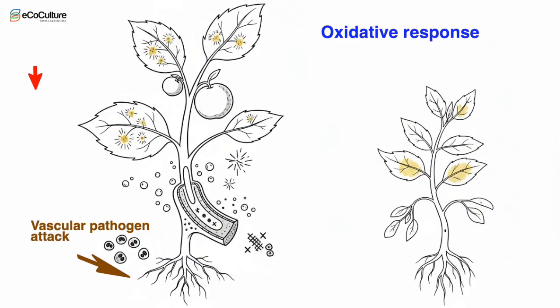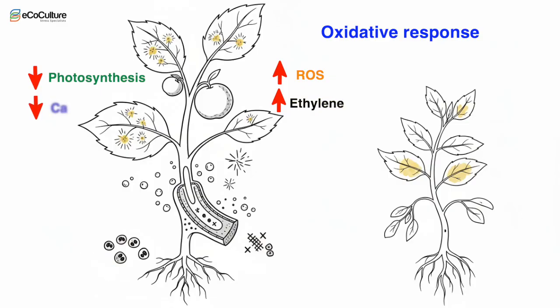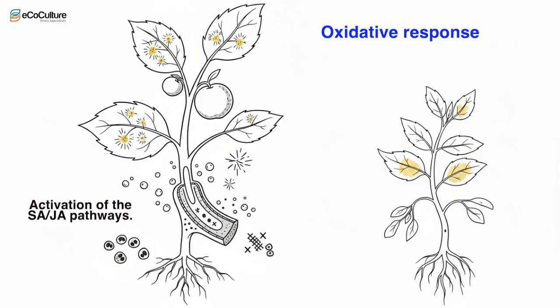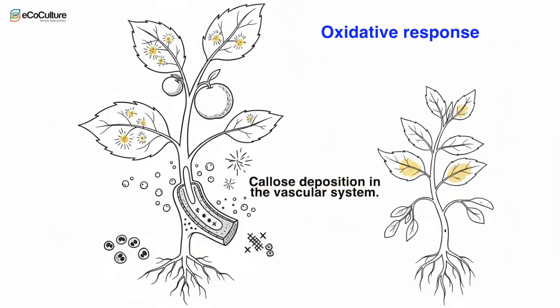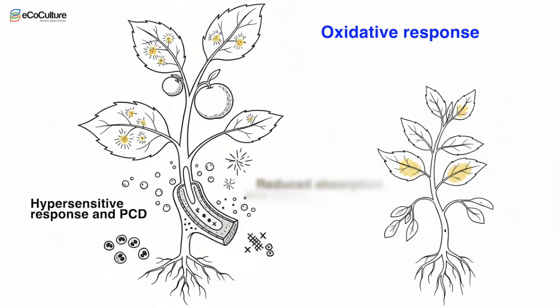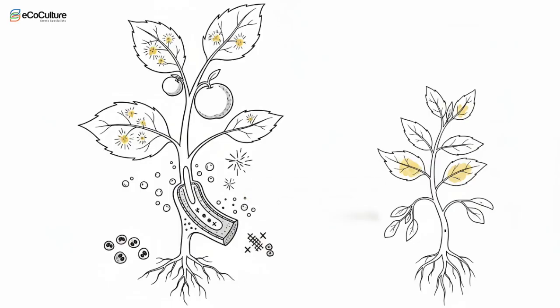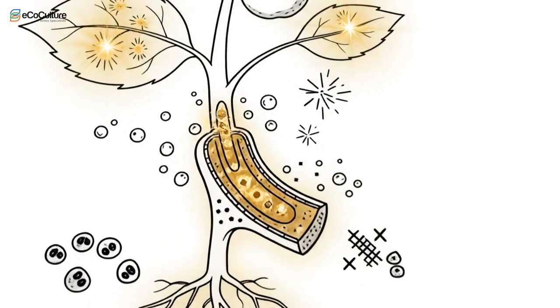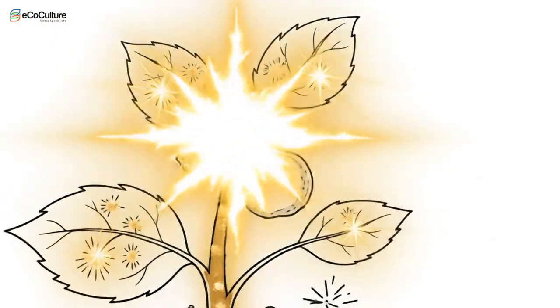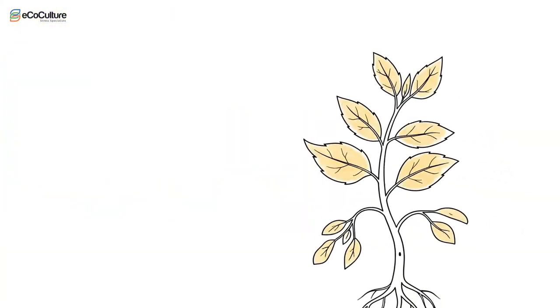The plant then produces an oxidative response. Photosynthesis drops, and reactive oxygen species accumulate. Ethylene and calcium loss increase, while salicylic acid and jasmonic acid pathways are activated. Callose is deposited in the vascular system, forming a physical barrier against fungal colonization. A hypersensitive response and programmed cell death occur, reducing the absorption and movement of sugars, amino acids, and micronutrients. Symptoms include wilting of leaves and stems, dark discoloration of roots or stems, stunted growth, general weakening of the plant, and progressive yellowing of the leaves.